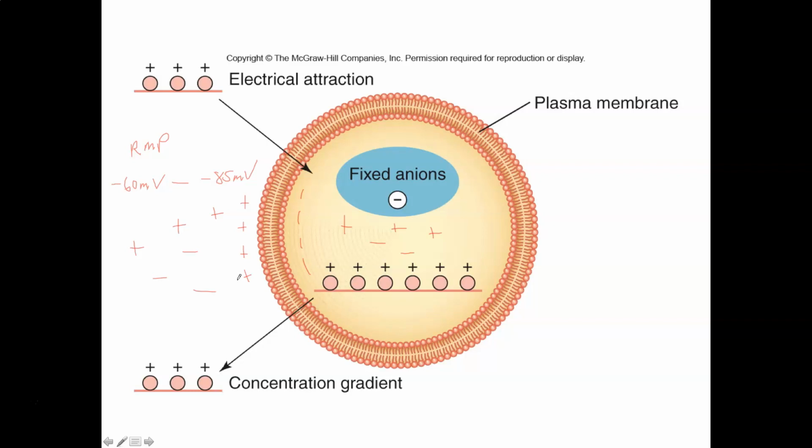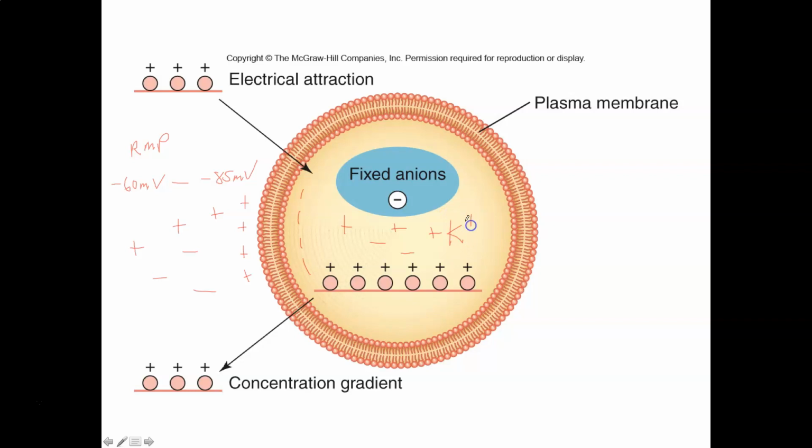But where does that distribution of charge actually come from? Well, it comes from the movement of ions across the plasma membrane. Now, we can look at lots of ions. We can look at sodium, potassium, calcium, chlorine, etc., etc. But it turns out the main players in resting membrane potential are sodium and potassium.